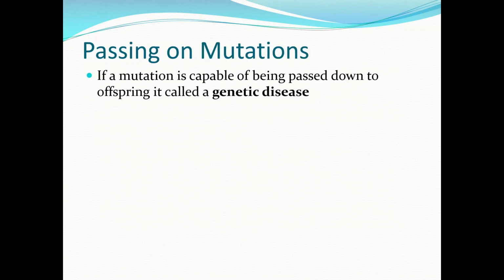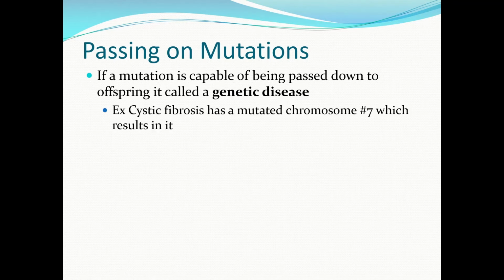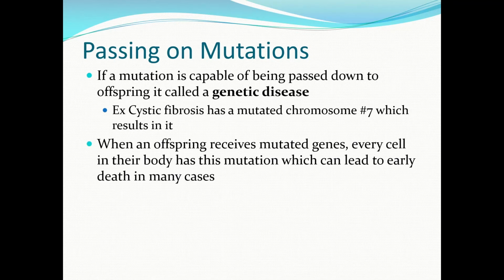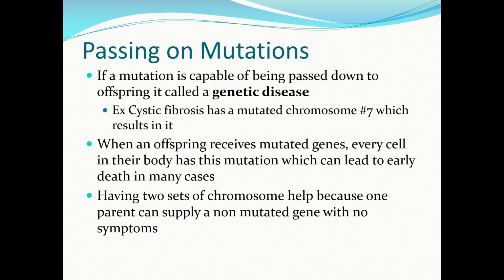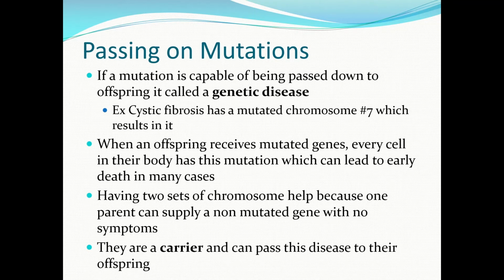So if a mutation is capable of being passed down to offspring, it's called a genetic disease. So cystic fibrosis comes from a mutated chromosome number 7, and people who have cystic fibrosis produce a lot of fluid in their lungs, things that shouldn't be happening. So when an offspring receives mutated genes, every cell in their body has a mutation, which can lead to early death in some cases. But having two sets of chromosomes can help, because if you have one parent with the mutated gene but one parent with a good set of genes, then they cannot have any symptoms, but they might be a carrier and they could pass this down to their offspring.